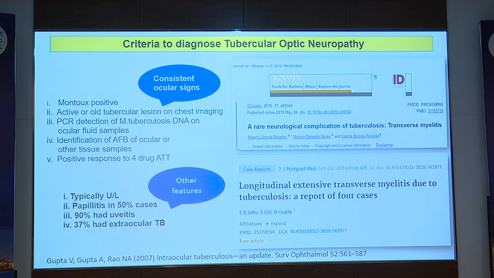As we are all aware, there are criteria for tubercular optic neuropathy. We have consistent ocular signs, Mantoux positive, and response to 4 drugs of anti-tubercular treatment. And there is a difference between transverse myelitis and longitudinally extensive transverse myelitis: in transverse myelitis there is involvement of only 2 or less than 2 spinal segments, whereas in LETM it is 3 or more than 3. Now transverse myelitis itself is very rare in tuberculosis, and so LETM makes it an even rarer presentation. So this all clouded our diagnosis.